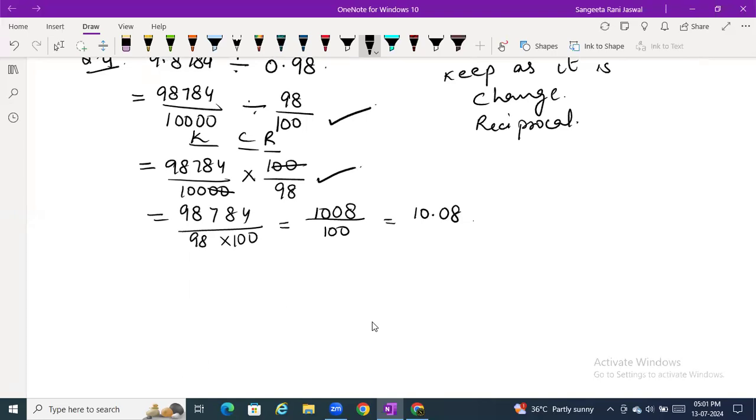Okay. And now we do the cancellation part. How do we do cancellation? Cancellation is nothing but just a simple division. I'm just dividing this numerator number with 98. So this becomes 98784 and you divide it by 98. Just divide and tell me what do you get. Okay, ma'am.